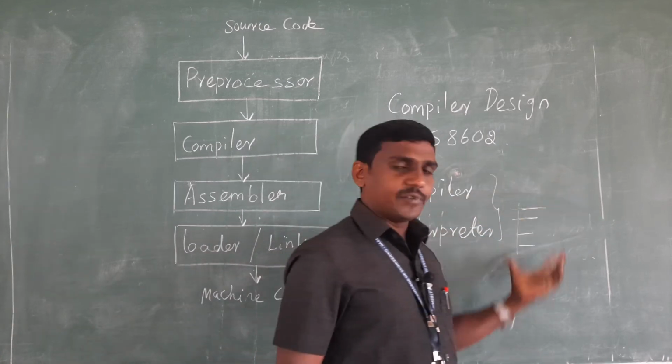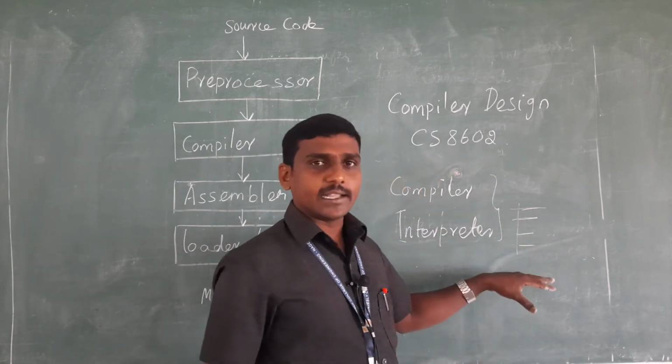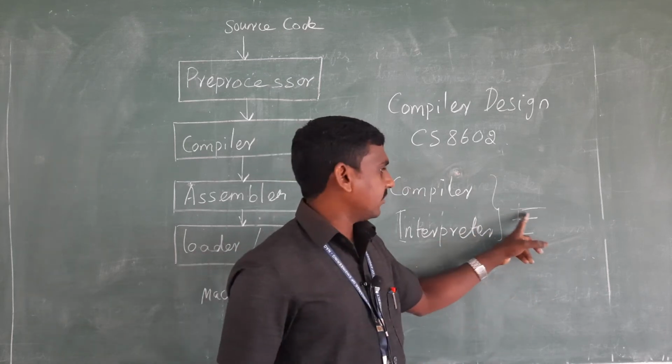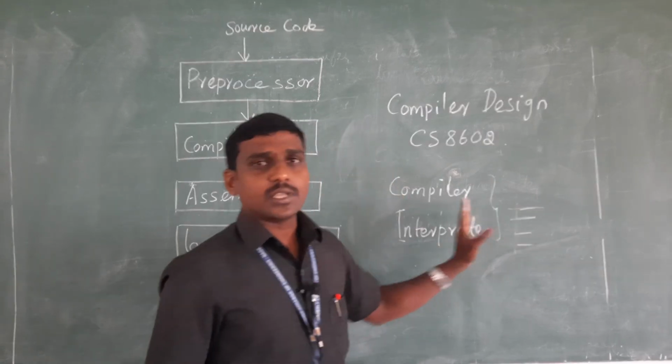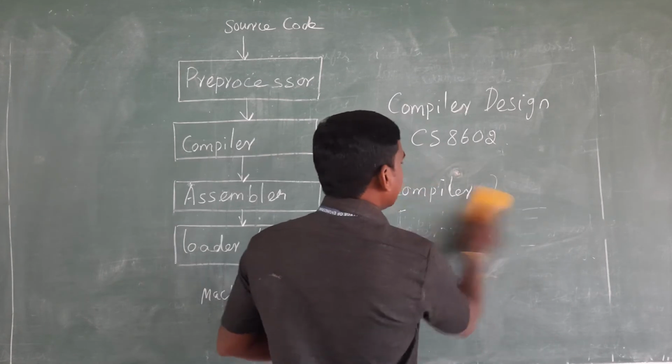the compiler scans all the lines of the program first and it indicates the errors. So the programmer can check and correct the errors, but the interpreter scans the program line by line. Okay, so this is the compiler and the interpreter.